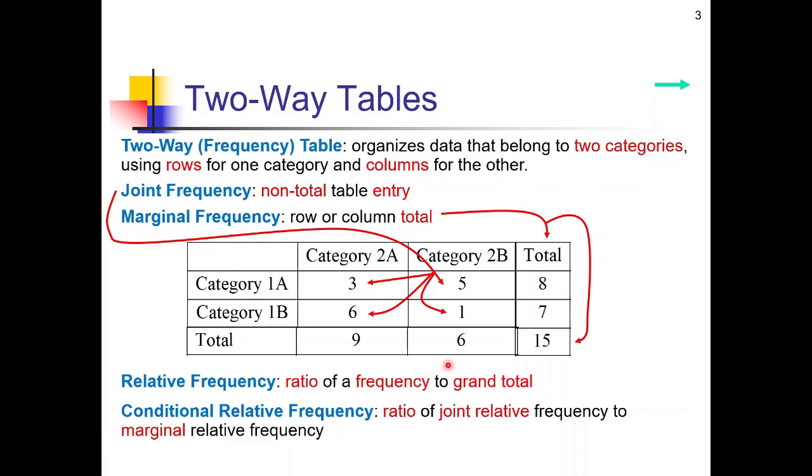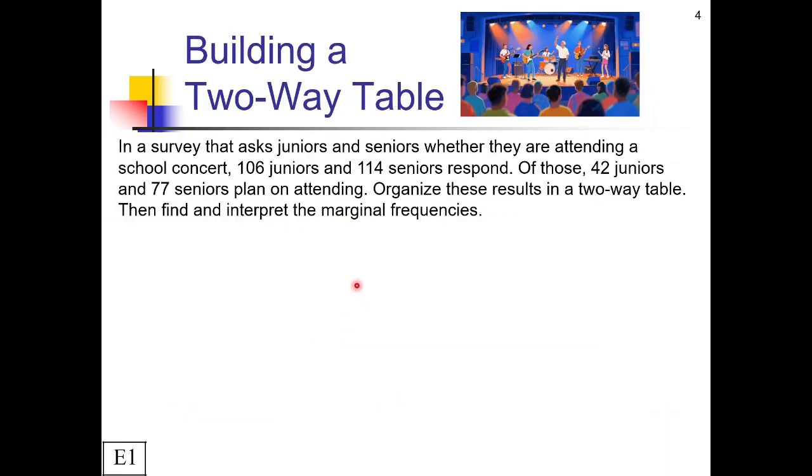That sort of question. So we're going to go on and build a few more of these tables now. All the problems we're doing in this lesson, we're going to use the same data just to make things a little easier to follow and more efficient. So let's say that a survey is asking juniors and seniors whether they're attending a school concert. We have 106 juniors and 114 seniors responding, and of those, 42 of the juniors and 77 seniors said they planned on attending. They want us to organize these results in a two-way table, and then they want us to find and interpret the marginal frequencies.